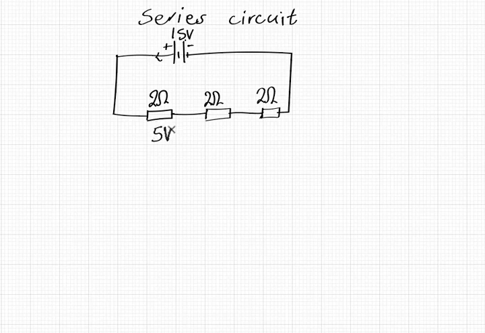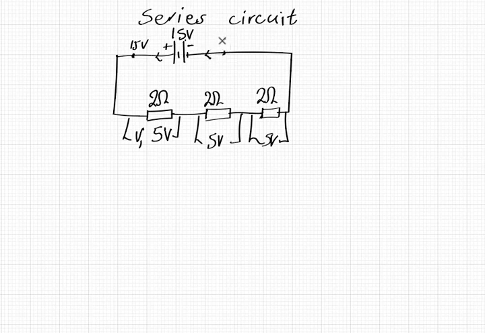So this will be, call it V1, that is the voltage drop. The voltage drop will be 5 volts. Voltage drop 5 volts. Good. At this point, the charge will have 15 volts. At the end, it will have 0 volts, as a requirement.